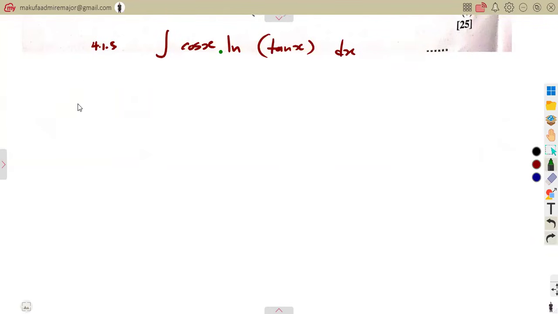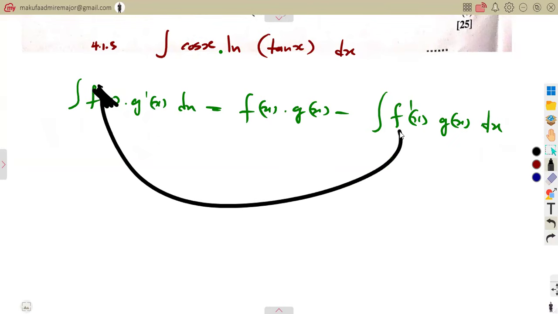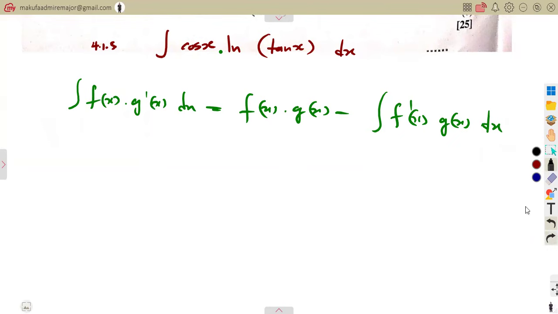Okay, let me write our by parts formula. Remember, it's the integral of f of x times g prime x dx, which is equal to f of x times g of x minus the integral of f prime x times g of x dx. So we are going to need f of x, a function whose derivative we can find. Can we find the derivative of a cos? Yes. Can we find the derivative of this? Yes, for both functions we can determine their derivative.